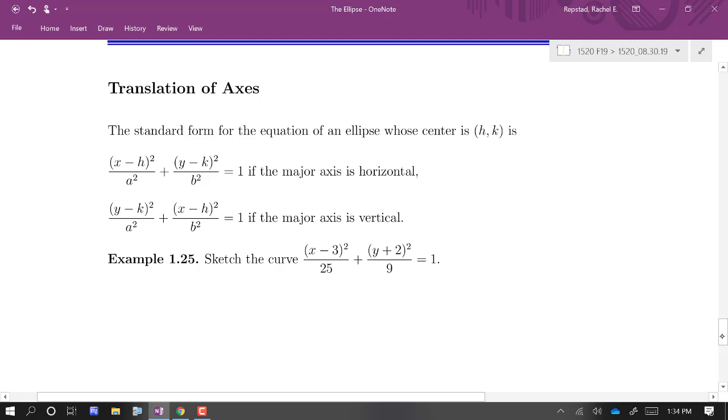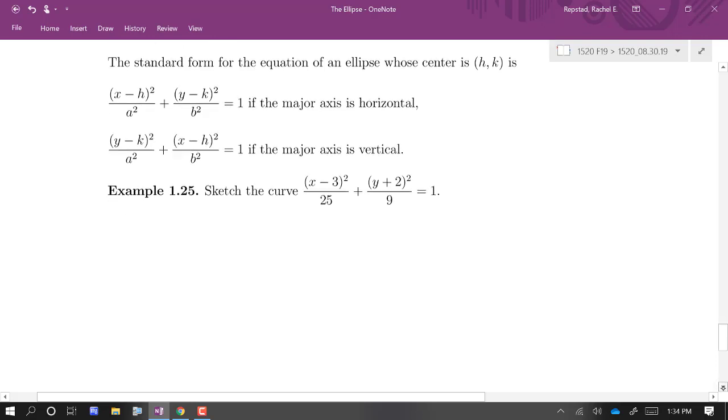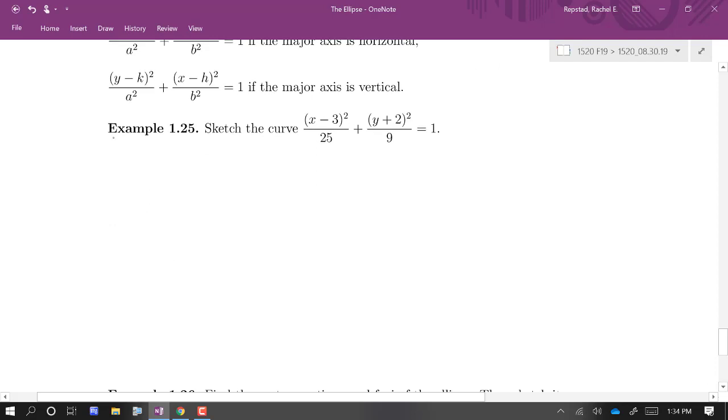So let's do another one. We're going to sketch this curve. They didn't ask us to find any particular information about it, but if I'm going to sketch an ellipse, I usually make sure I have the vertices and the ends of the minor axis, and that's usually enough for me to get a sketch. So what do we know about this ellipse? It's oriented horizontally, yep.